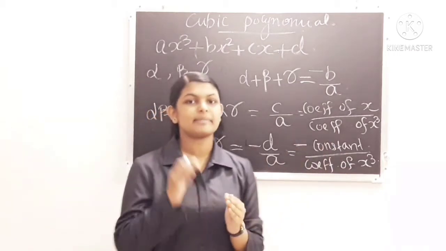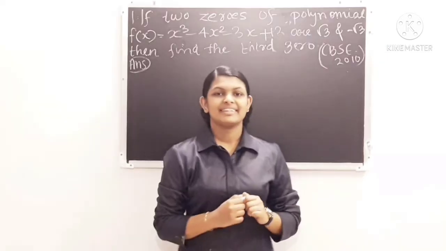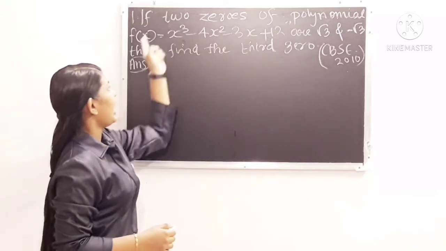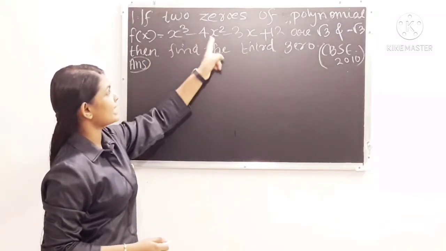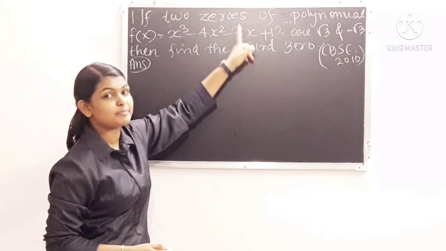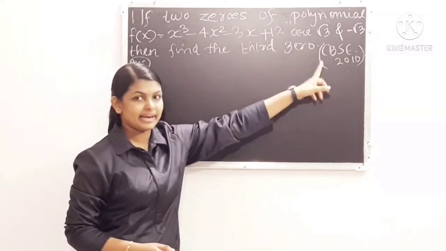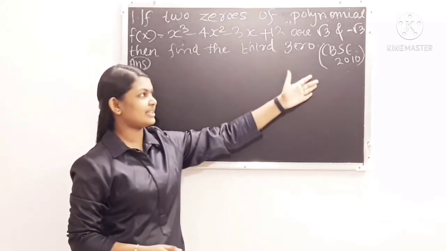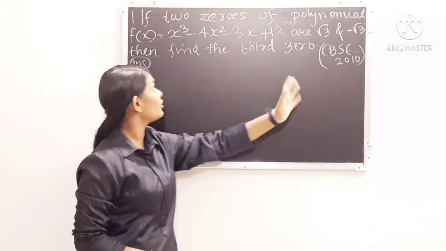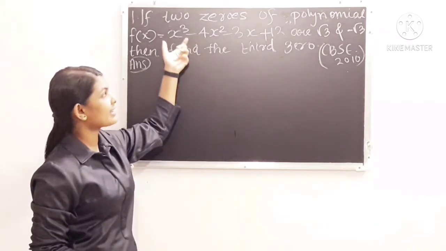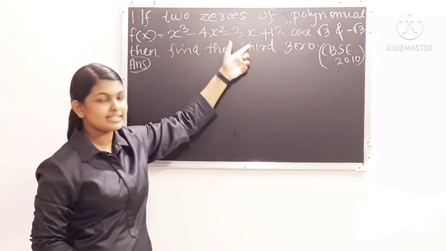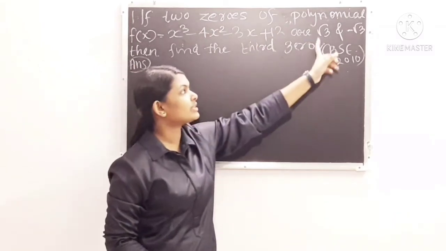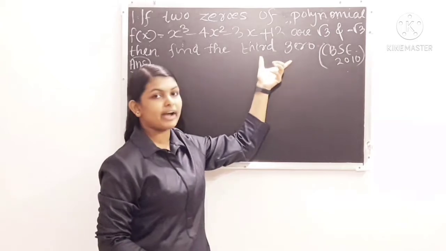Now, we can discuss some questions to make the concept clear. The question says that if two zeros of the polynomial f of x equals x cube minus 4x squared minus 3x plus 12 are root 3 and minus root 3, we have to find the third zero. This is a question asked in the year 2010. The given polynomial is x cube minus 4x squared minus 3x plus 12, and two zeros are given, root 3 and minus root 3. We have to find the third zero.